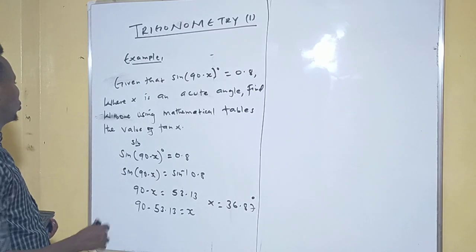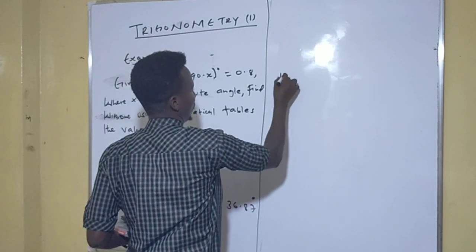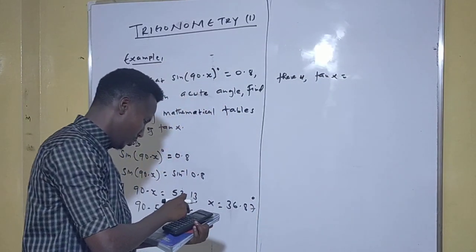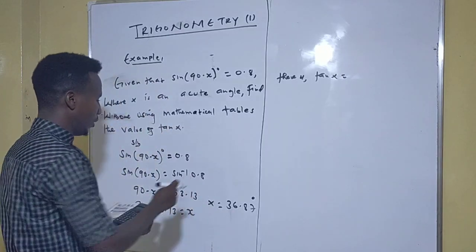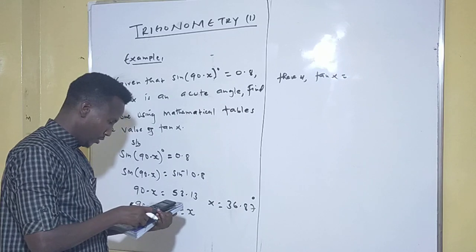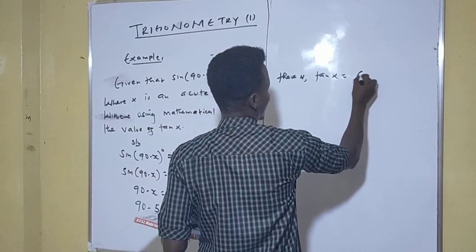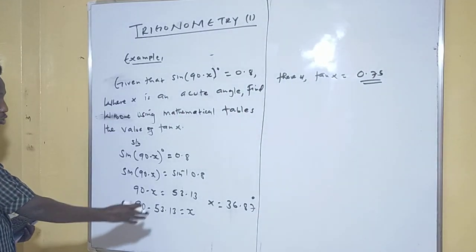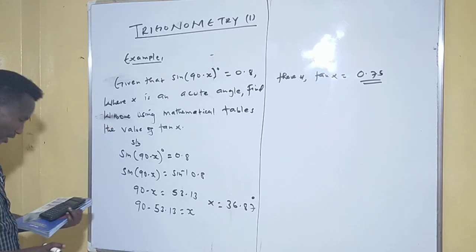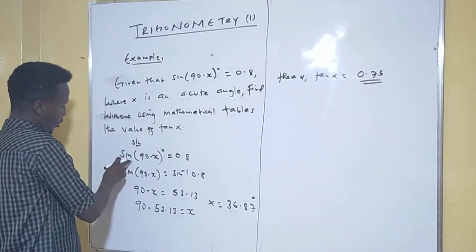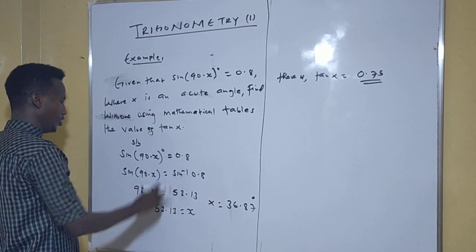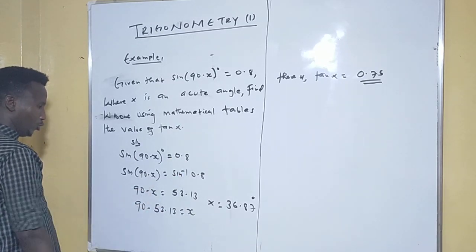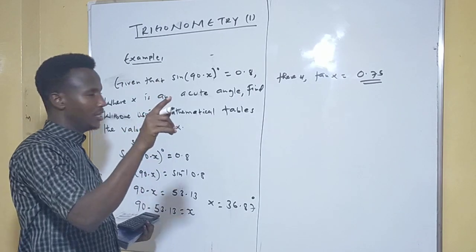But you are told to get tan x. Therefore, tan x is equal to tan of this value, 36.87. That will give me 0.75. After getting the value of x, you say tan x, and you are done. That's how you get it. So if you have sine here, say sine inverse to get the angle. Here we have 0.8, so get the angle corresponding to 0.8. That will be 53.13 when you say shift sine 0.8.